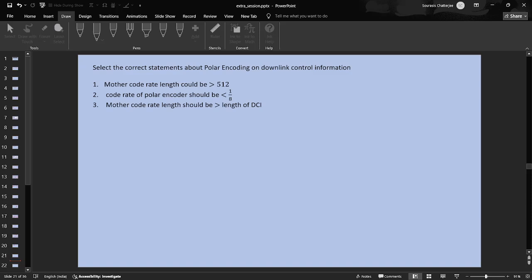So how about finding the correct statement about polar encoding for downlink control information? Can the mother code length be greater than 512 when it comes to polar encoding on DCI? It should be less than 540. It should be less than, so this is false information. How about the code rate? Can it go even below 1 over 8?